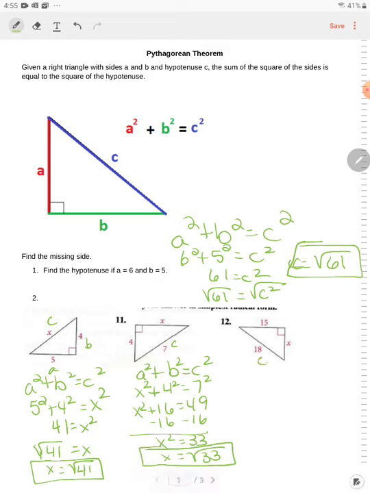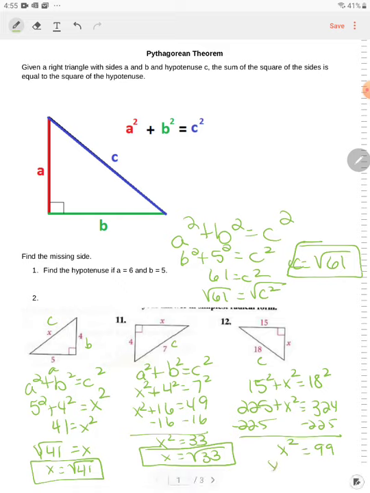Number 12, c is 18. Again, c, that's 15. 15 squared plus x squared equals 18 squared. That's 225 plus x squared equals. Now, I would use a calculator. 18 squared is 324. So again, subtract 225 from each side. You get 99. So x is equal to the square root of 99. If you write it in radical form, we would have x is equal to 3 square roots of 11.